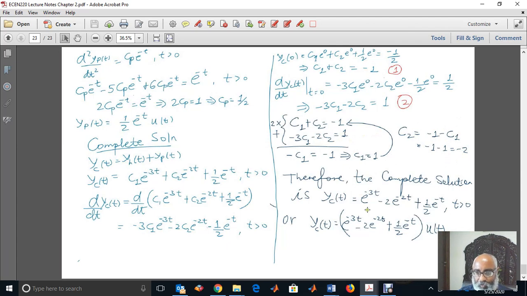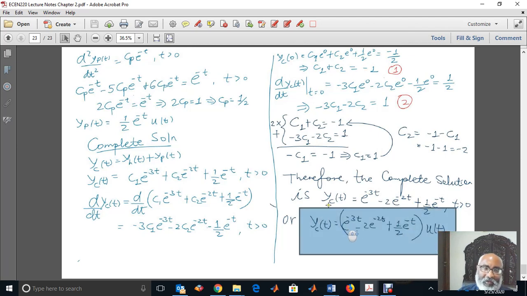Therefore, the complete solution, with C1 equal to 1 and C2 equal to negative 2, is e raised to minus 3t, minus 2 e raised to minus 2t, plus half e raised to minus t, for t greater than 0.